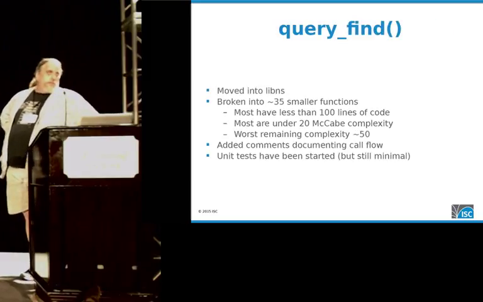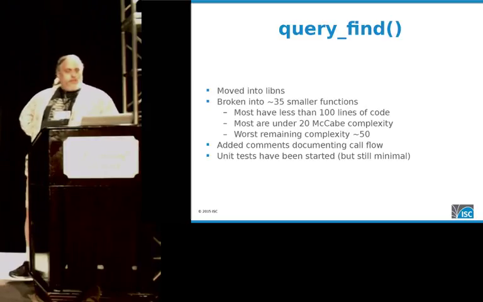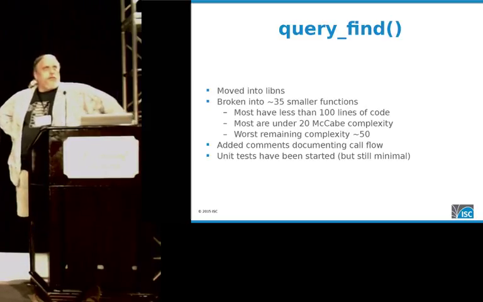Query find has been moved into the libns library. It's been broken into 35 functions, roughly. Most of those have less than 100 lines of code. Most are under 20 McCabe. The worst remaining complexity is about 50. Also, it's been commented, and also some unit tests have been added, but that's still going to be an ongoing process.